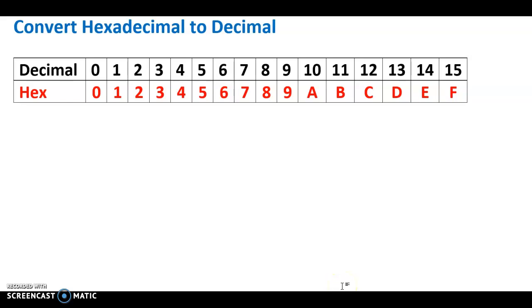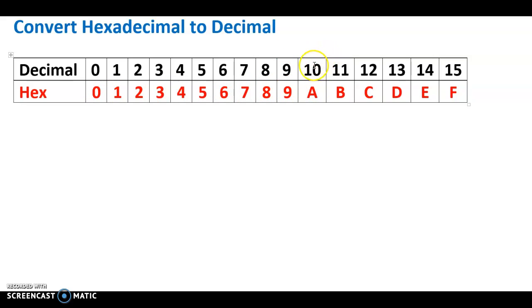Okay, so now let's talk about how we convert a hexadecimal number to a decimal number. Hexadecimal numbers are those numbers that have a base of 16. Here I've shown a table where the decimal numbers go from 0 to 15 and the corresponding second row with the hexadecimal numbers. From 0 to 9 they're the same as the decimal numbers.